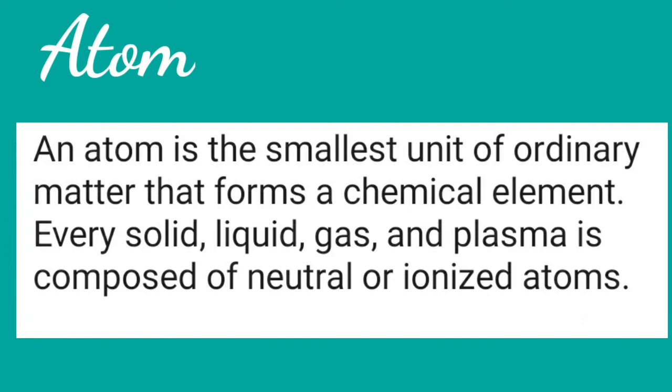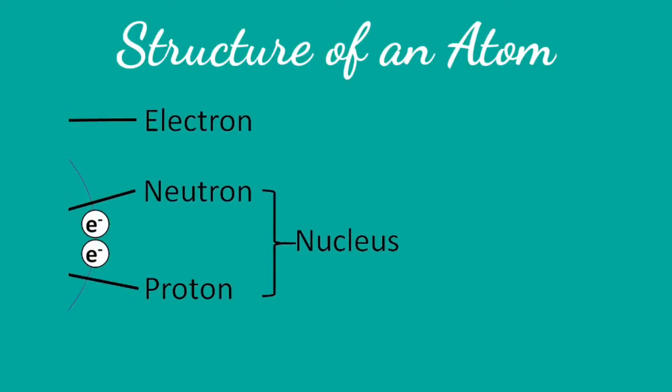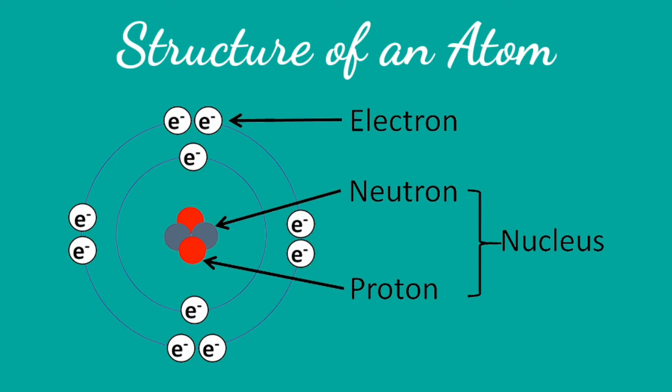Every solid, liquid, gas, and plasma is composed of neutral or ionized atoms. The atom consists of three subatomic particles, namely electrons, protons, and neutrons. Nucleus is present at the center of the atom, which consists of protons and neutrons. The electrons move around the nucleus in a defined path called orbits.